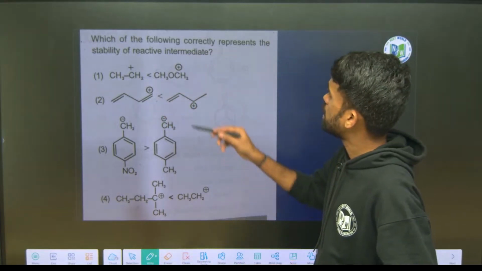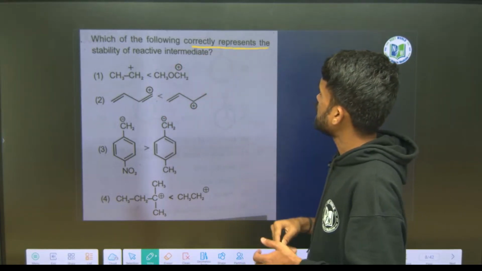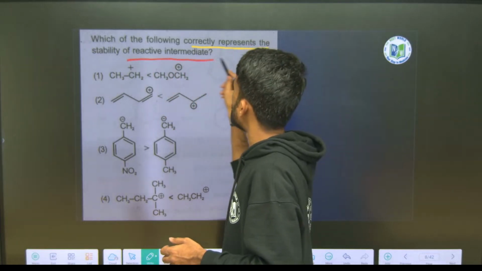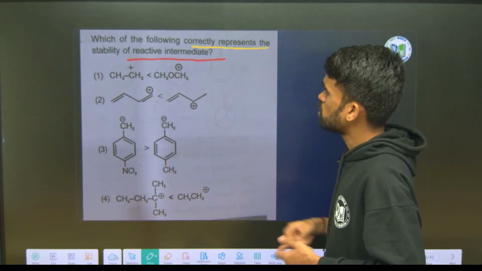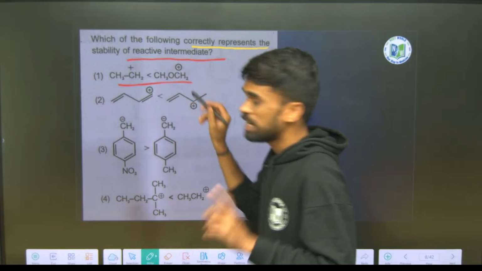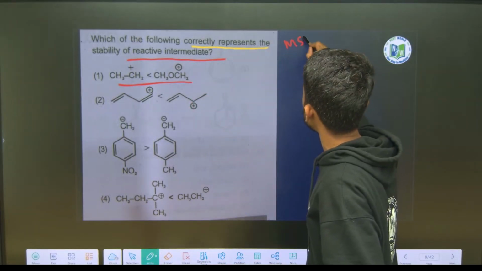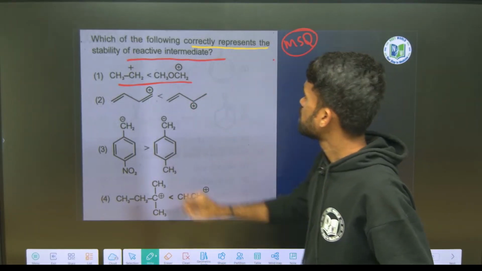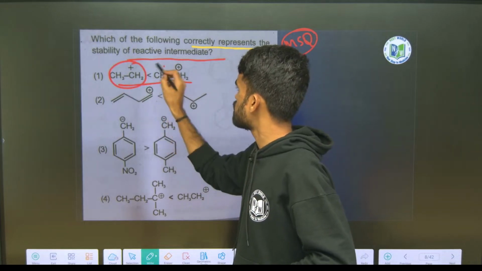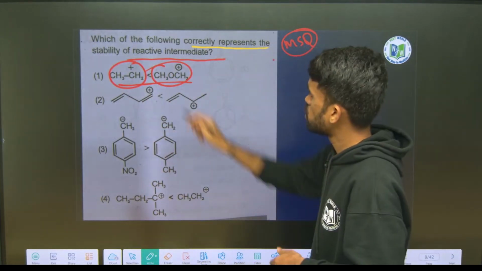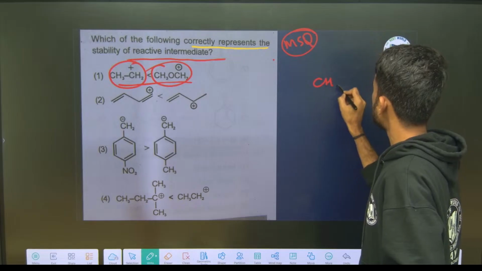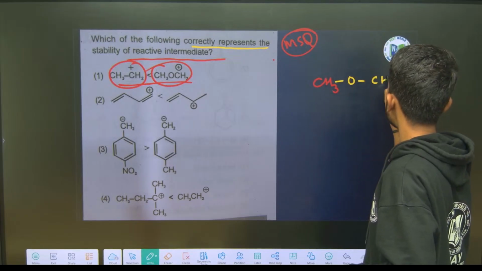Now look at here. Arrange the following; which correctly represents the stability order of reactive intermediates. So now tell me whether this is correct or not. This is also a multiple select type question, MSQ type question. So tell me, whether this carbocation is more stable or this carbocation is more stable. So look at here, you have to write this one, MeOCH2+, like this.